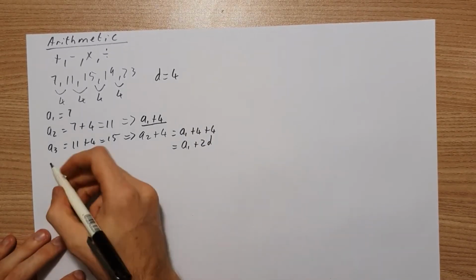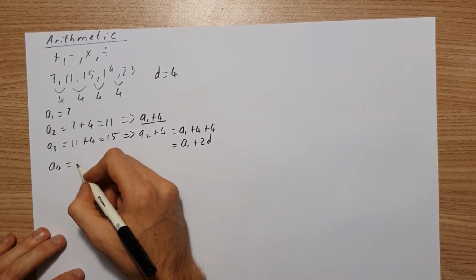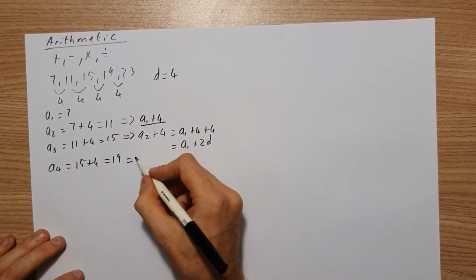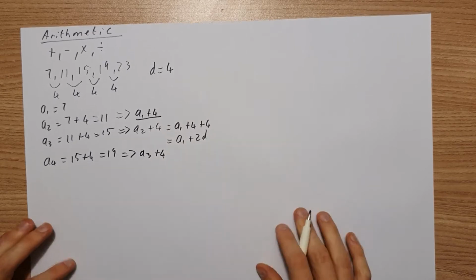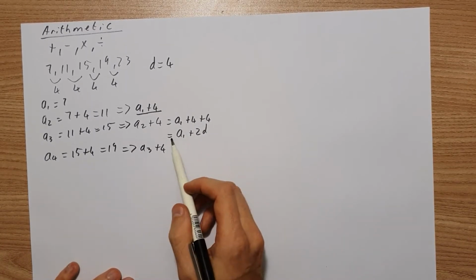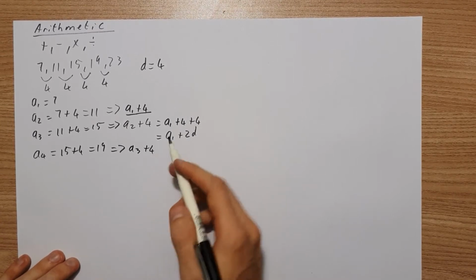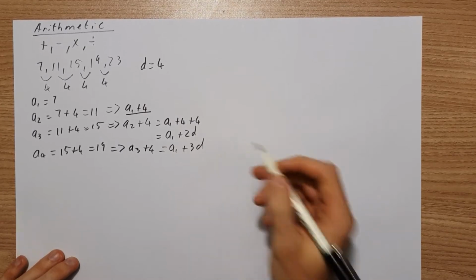Now let's have a look at a4, which is going to be 15 plus 4, which equals 19. Or we can rewrite that as a3 plus 4. But what did we see a3 was? a3 was a1 plus 2 times my common difference. Now my common difference is 4, which means this is equivalent to a1 plus 3 times my common difference.